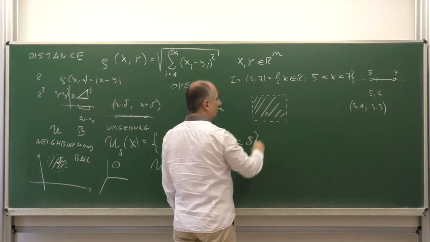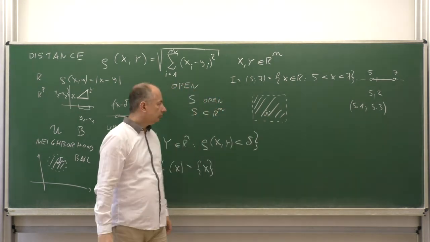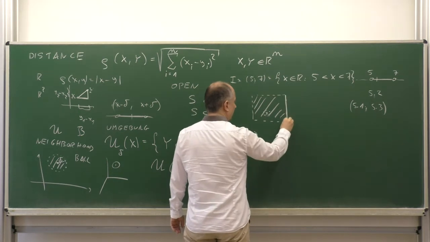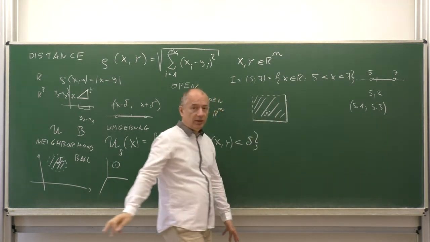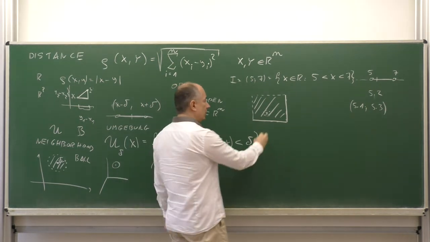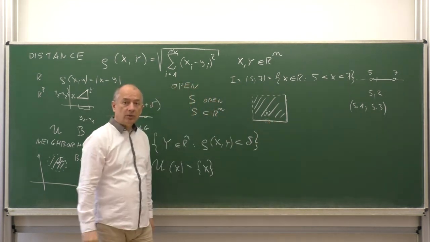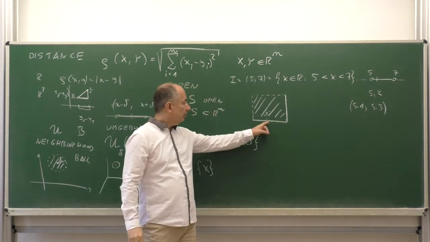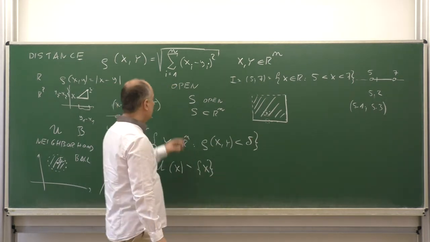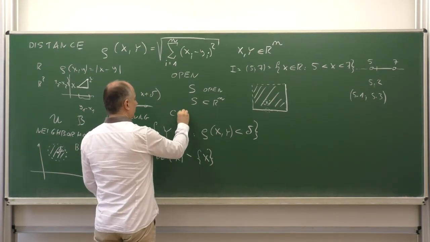Because for every point in this set, you can find some neighborhood which is inside. On the other hand, if you include these segments, or just two of them, this is no more open, because for these points, any neighborhood will go out, will contain points that are not in the set. So this is open.